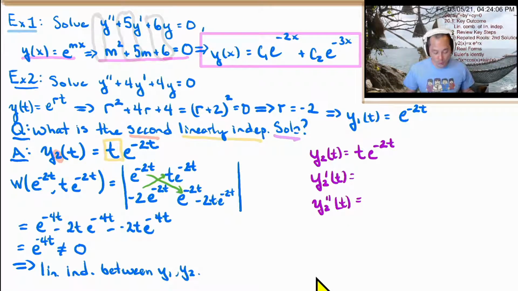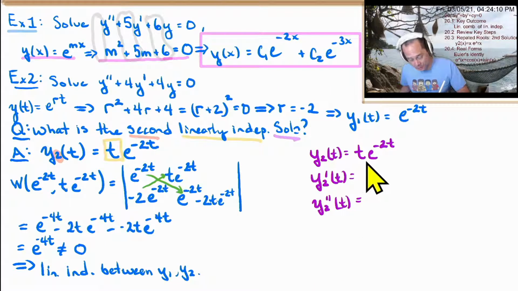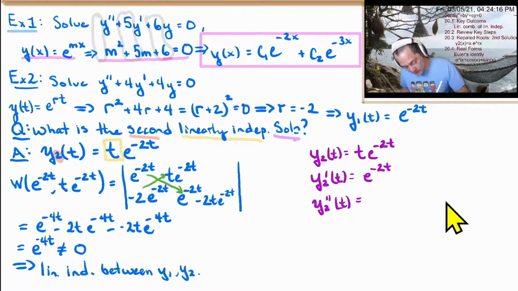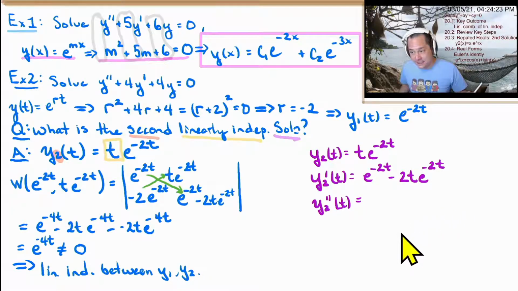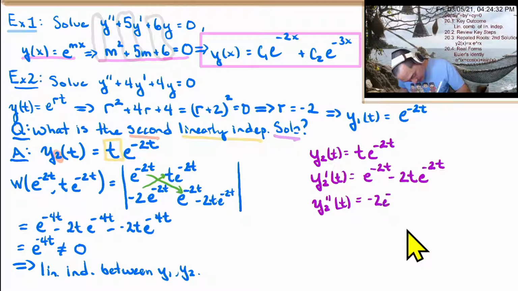All right, I will quickly follow up with my derivatives. I have to use the product rule, so I take the derivative of t to get 1, leave the e alone. Now I leave the t alone, take the derivative of e, a negative 2 comes out in front, the te^(-2t). I take another derivative to get negative 2e^(-2t). I don't need to use a product rule there.